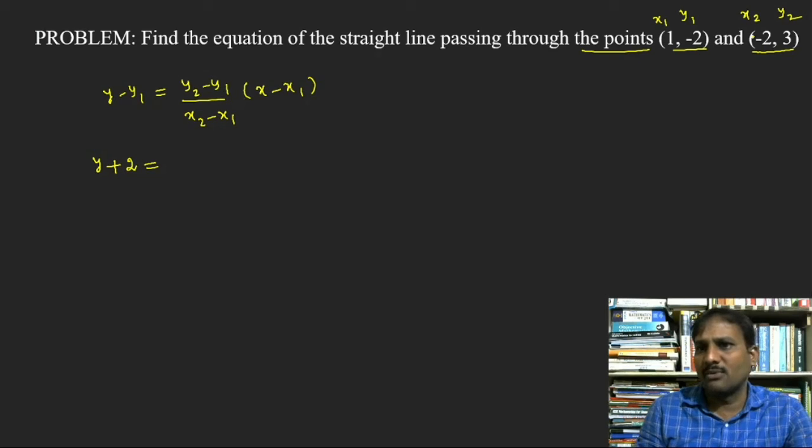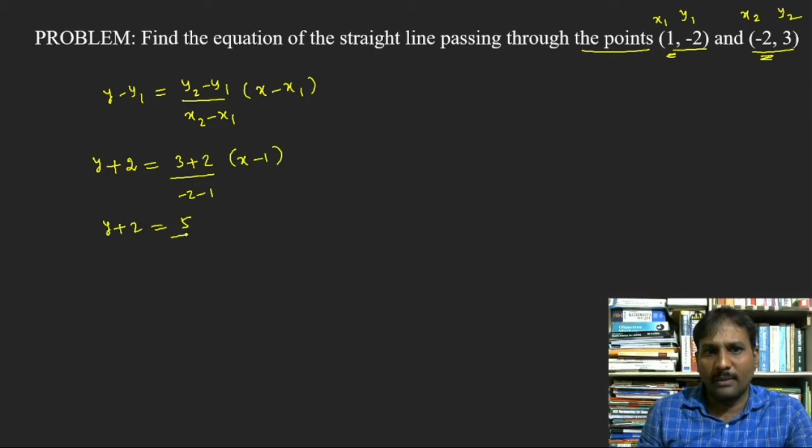Then y2 minus y1, 3 minus of minus 2, that is 3 plus 2, by x2 minus x1, minus 2 minus 1, into x minus x1, that is x minus 1. So that is y plus 2 is equal to 5 by minus 3 into x minus 1. Let's cross multiply, you will get minus 3y minus 6 is equal to 5x minus 5.